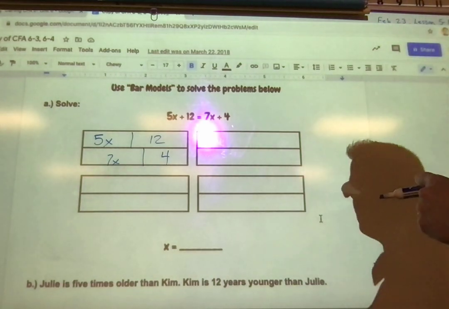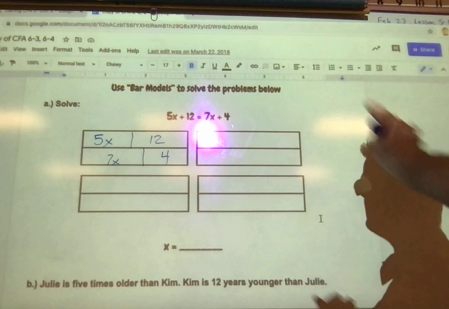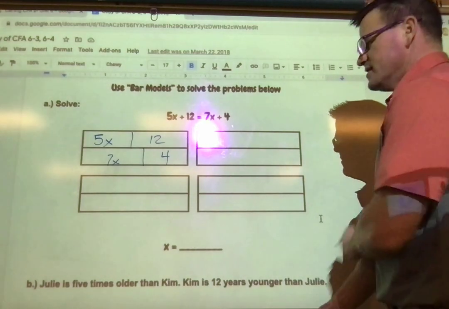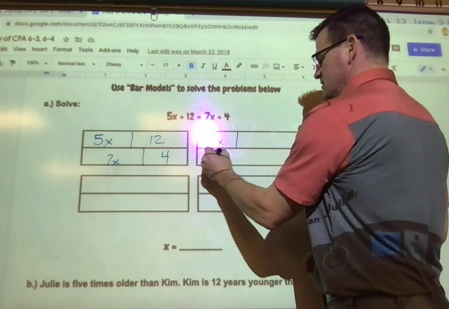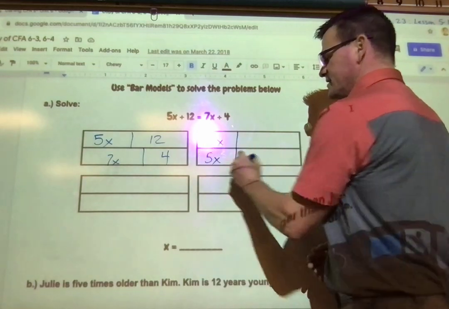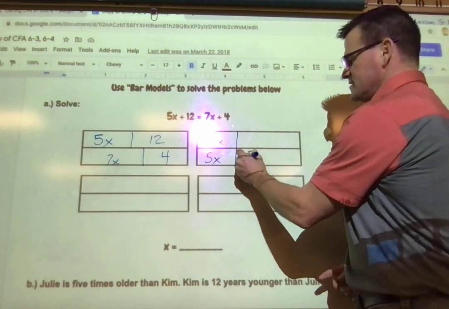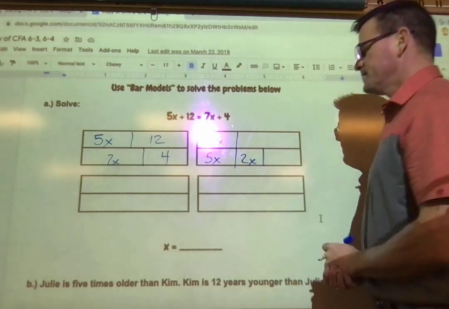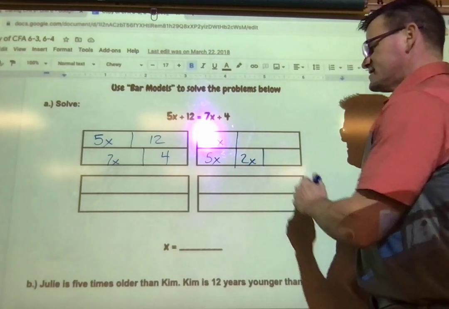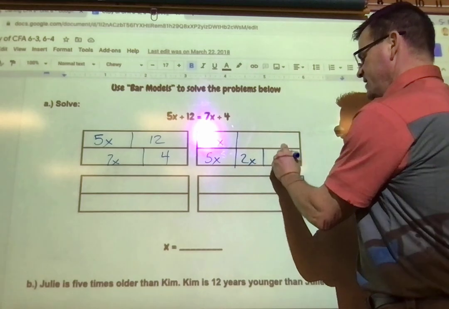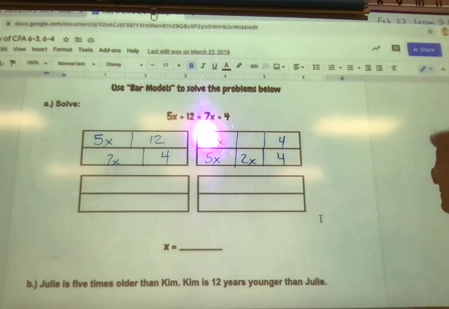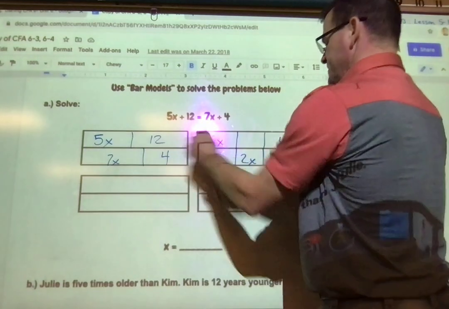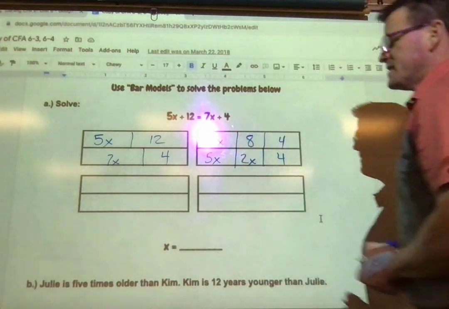So remember, we've got to try and cancel out things that equal each other here. So I'm going to re-look at this, and I know if I have 5x's here, that would be 5x's here. And I know I had 7x, so I'd have 2 more x's. And I know if this is 4 here, then this has to be 4 here, and those are equal. And I know this whole thing had to be 12, so this will become 8.